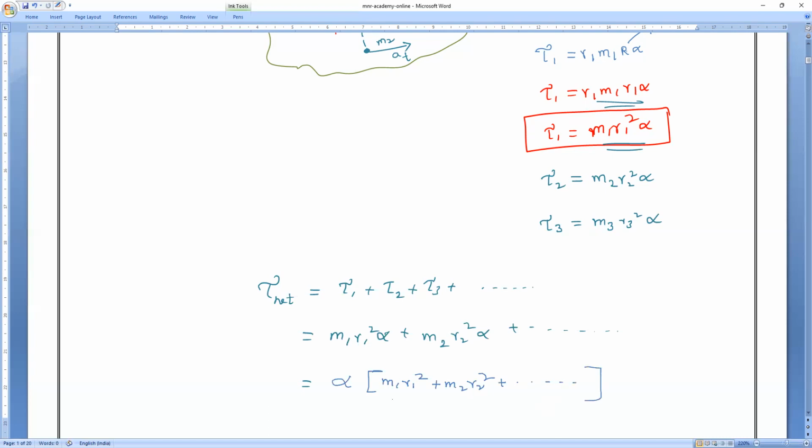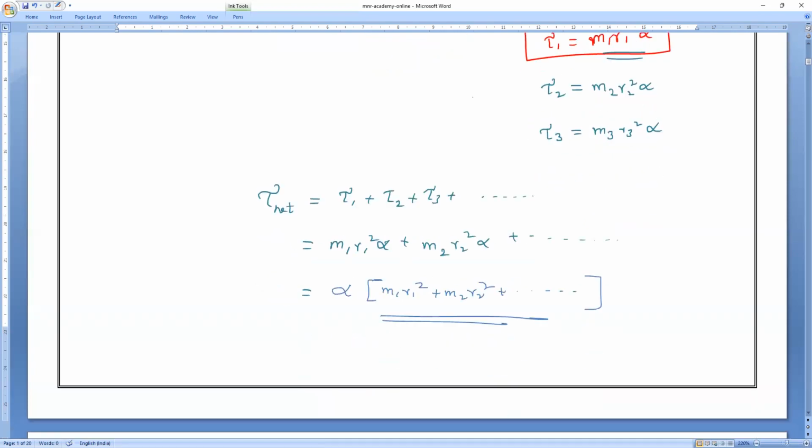Observe this relation and tell me, from previous classes we have studied, this is equal to something: M1 R1 square plus M2 R2 square plus M3 R3 square plus M4 R4 square plus, and so on. What is that? Anybody?